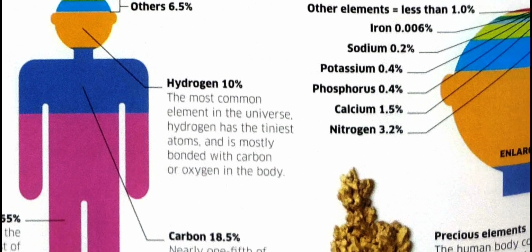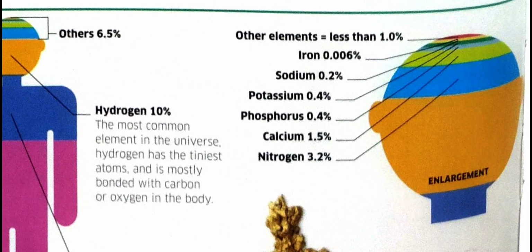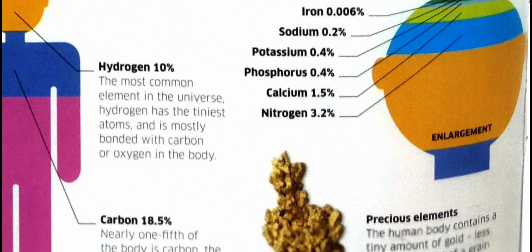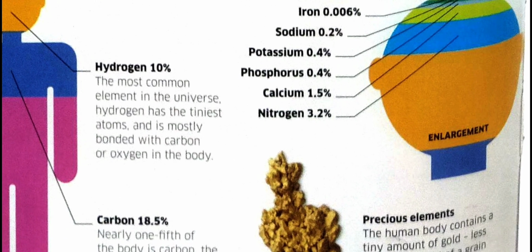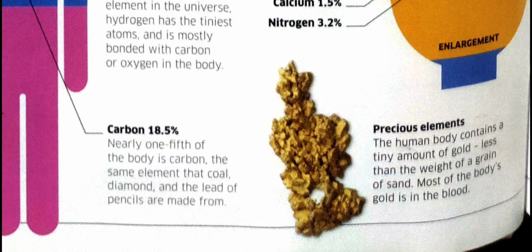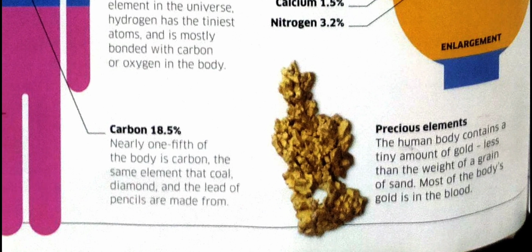And other elements less than 1.0%: iron 0.006%, sodium 0.2%, potassium 0.4%, phosphorus 0.4%, calcium 1.5%, nitrogen 3.2%. Precious elements. The human body contains a tiny amount of gold, less than the weight of a grain of sand. Most of the body's gold is in the blood.